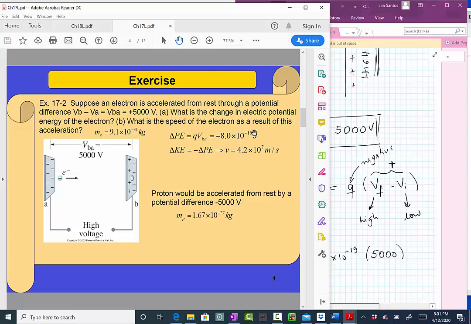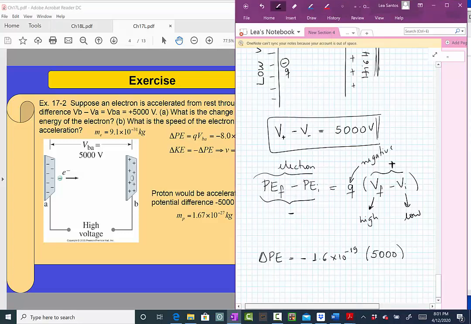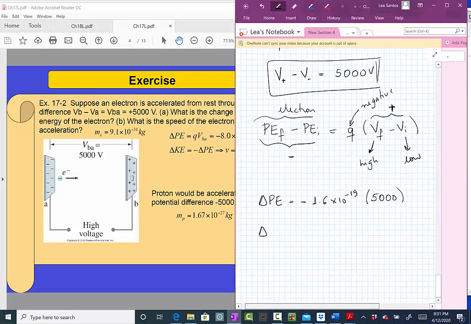Where did this energy go to? We lost potential energy. Where did it go to? It went to kinetic energy. So this loss of potential energy went into kinetic energy. So the kinetic energy increased. It started from 0 because we had the particle at rest, to a larger value, and so it became plus 8 times 10 to minus 16 joules.